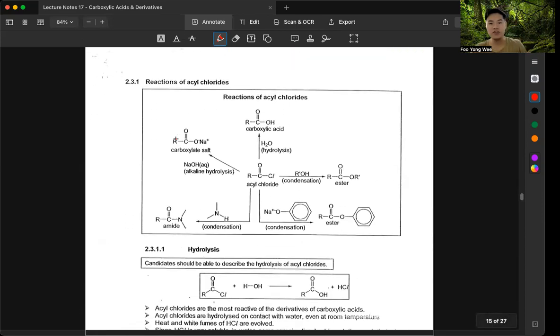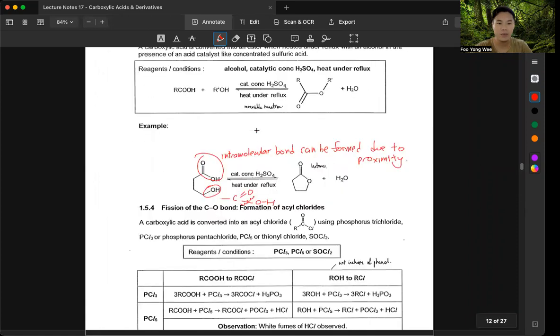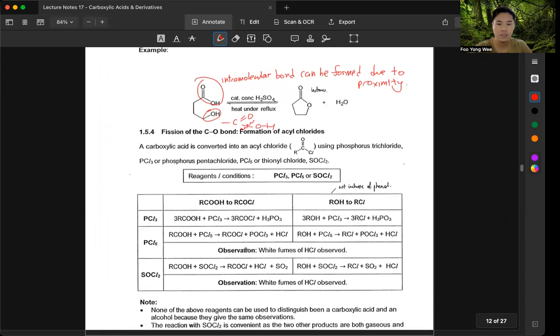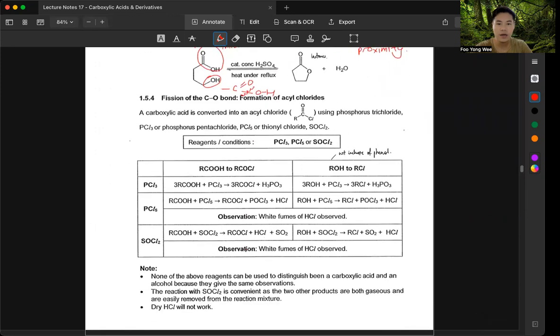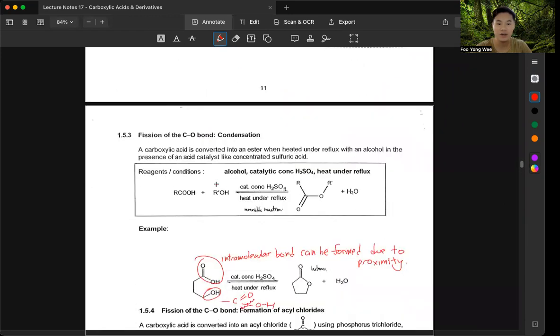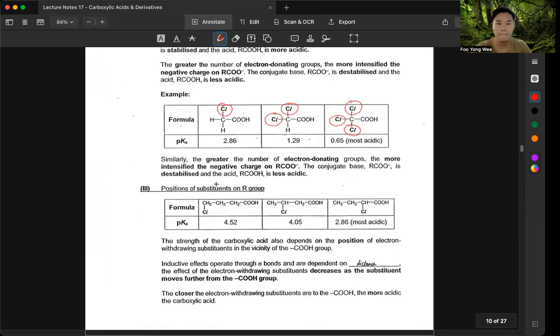So looking at the various reactions of acyl chloride, we have this. Starting with here, you can undergo hydrolysis. So you can actually reverse it. Just now, you can actually use PCl3, PCl5, SOCl2 to convert OH to Cl. But if you want to do the reverse, that is also possible. Remember just now, we have these conditions. So we can actually break the C-O bond to form the acyl chloride, through this fission of the C-O bond.